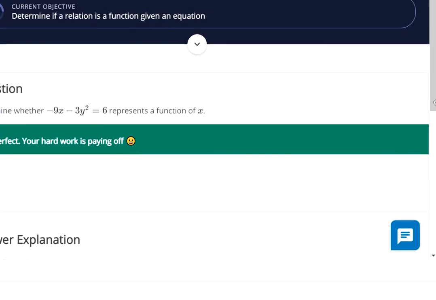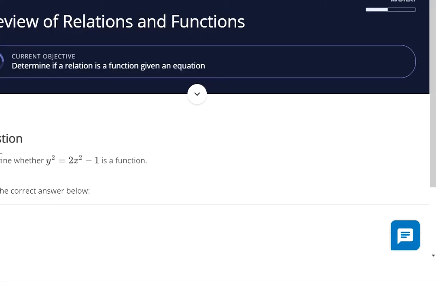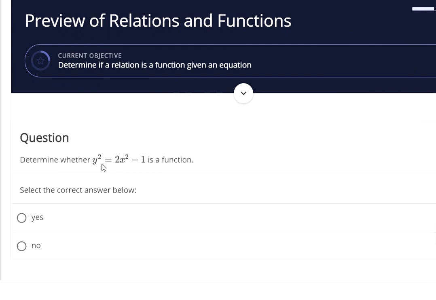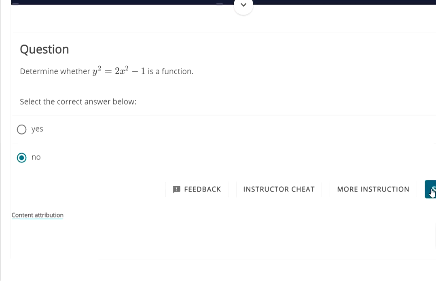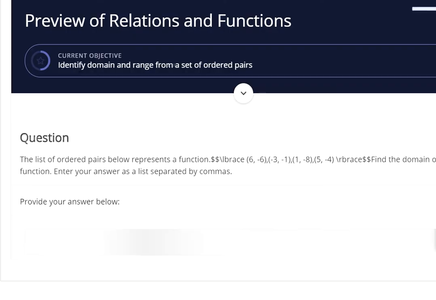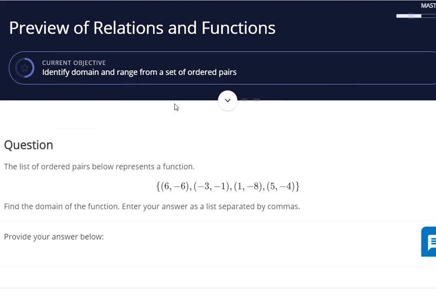Other thing you could do is graph this. There's y squared again, so it's not a function of x. But you can graph it in Desmos and do the vertical line test like we just saw.